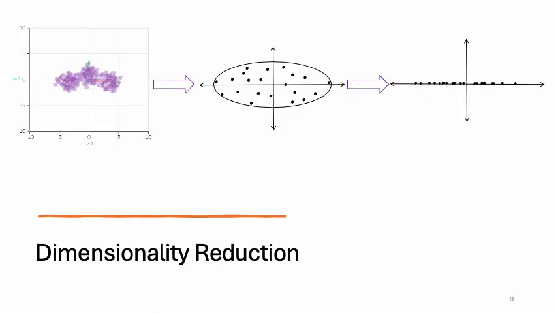Here, different options for dimensionality reduction are shown. In the middle figure, the two axes with the highest variance are selected, while in the figure on the right, only the axis with the highest variance is chosen. Accordingly, the three-dimensional data is reduced to 2 dimensions in the middle figure and to 1 dimension in the figure on the right.